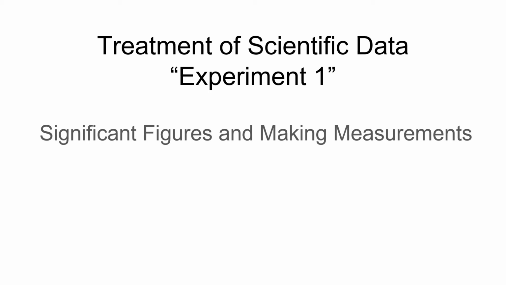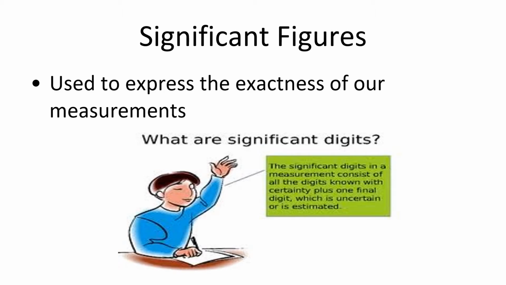Hello everyone. Today's lab is treatment of scientific data. We're going to see if we can learn some things about significant figures and making measurements. The idea of significant figures, sometimes called significant digits or sig figs for short, is that when you do a computation, you're not over-representing the amount of precision that you had, or that the result is not more precise than the things that you actually measured or the things you used to get that result.